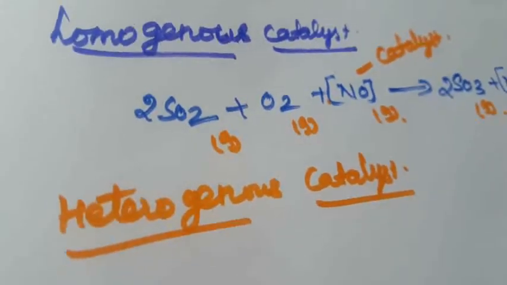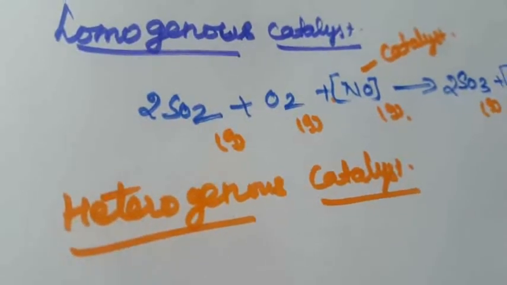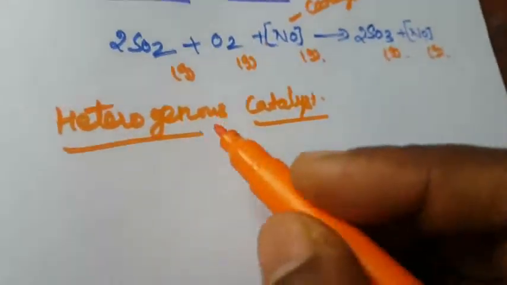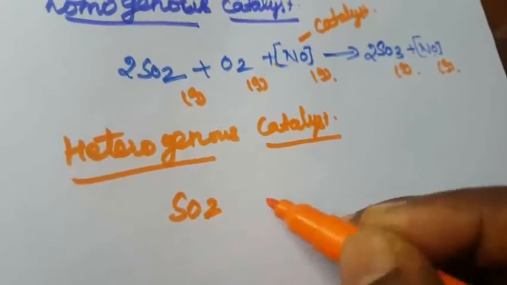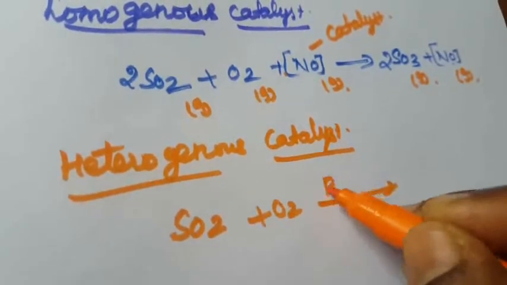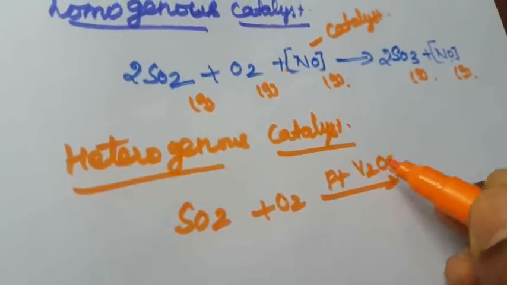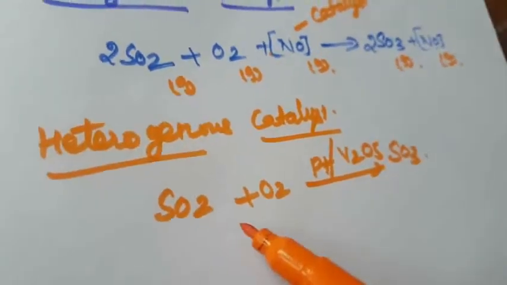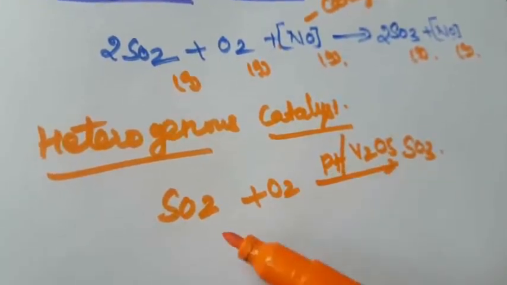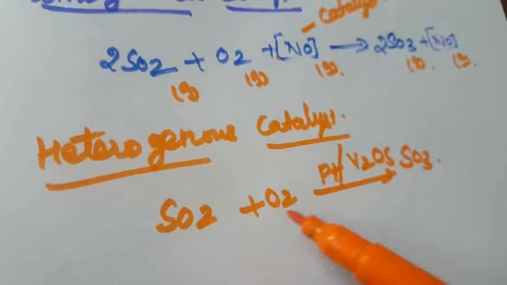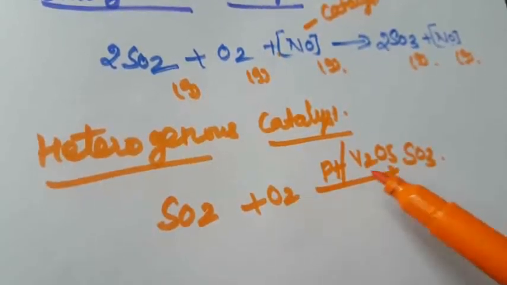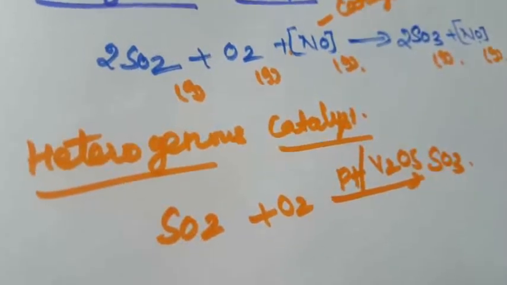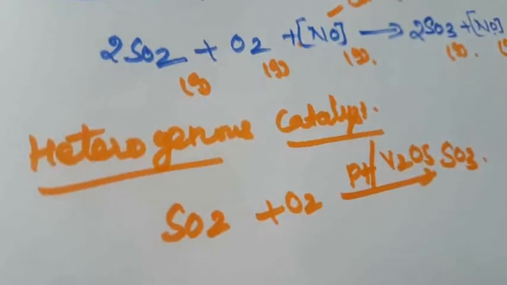In the contact process, the manufacture of SO3 is carried out by the action of SO2 and O2 in the presence of platinum or vanadium pentoxide, to form SO3. The vanadium pentoxide is a solid, while the reactants and product are gaseous molecules. The catalyst is present in a different phase, not the same phase.